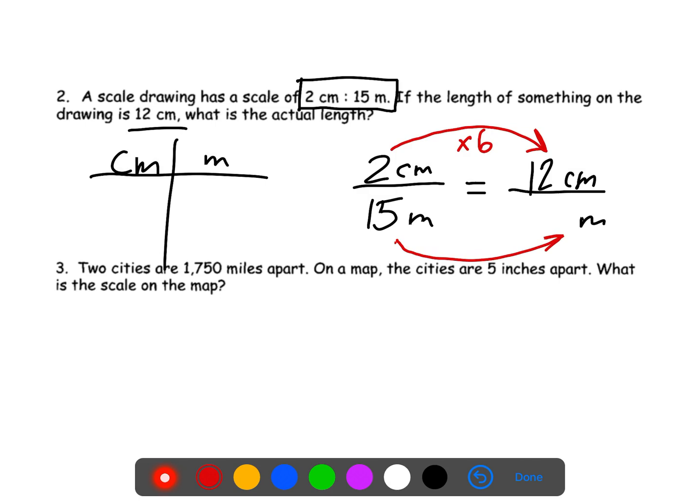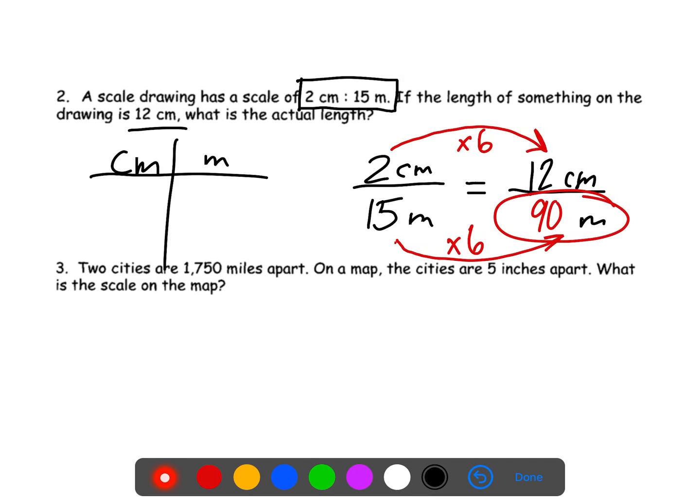Everything had to increase by that scale factor. The same thing between our ratios, otherwise they're not going to be equivalent. So I'm going to do 15 times 6 and get a measurement of 90 meters in real life to answer that question. The actual length of that object would be 90 meters when it's 12 centimeters in the drawing.